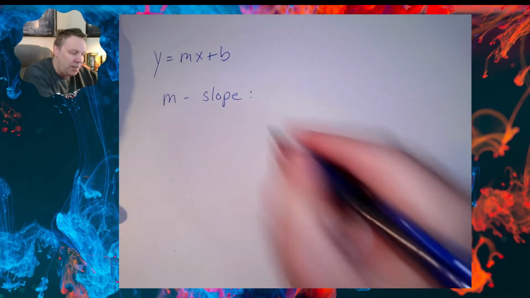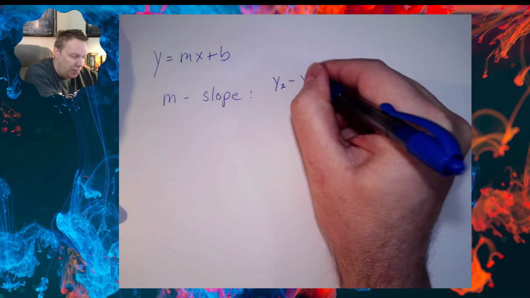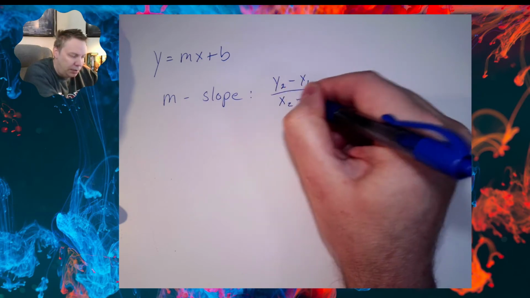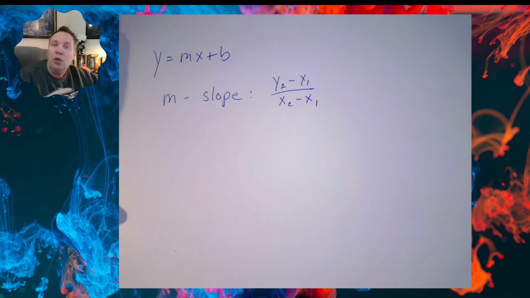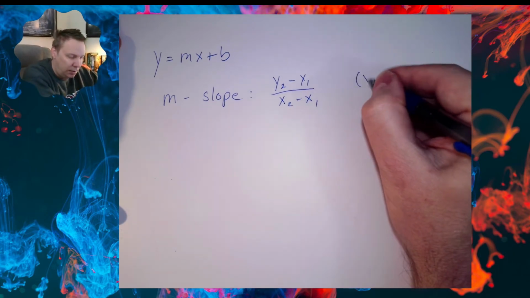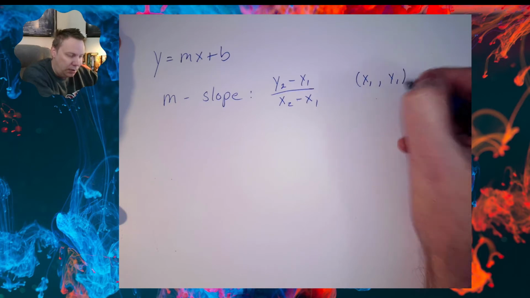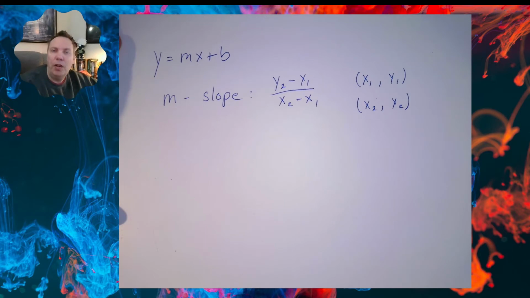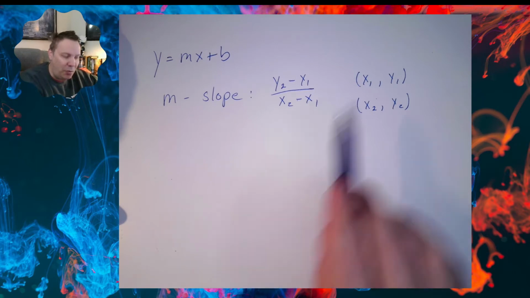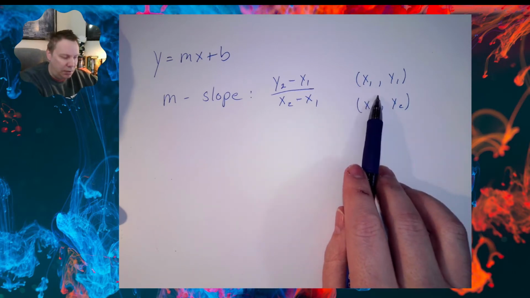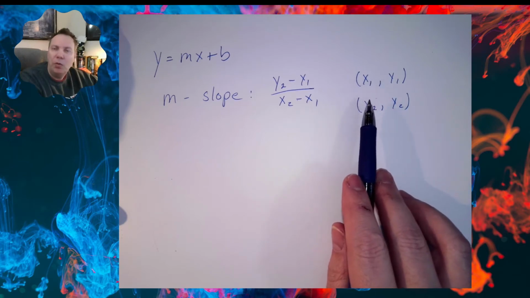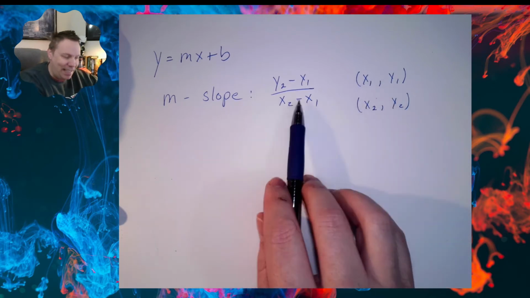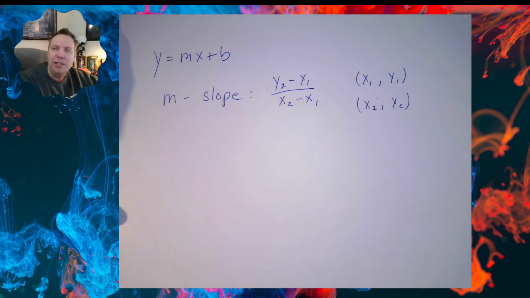And it's given by y2 minus y1 over x2 minus x1, where the pair x1, y1 and the pair x2, y2 are both on the line. Now, what makes this a linear function is that regardless of the points x1, y1 and x2, y2, this is always going to be a constant. It's always going to be the same. And if it is not, then it's not a linear function.